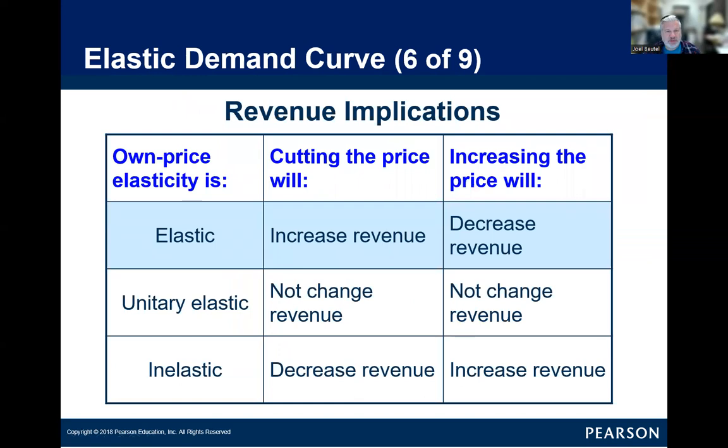So what are the revenue implications? This table just presents a little summary. So if a good is elastic, then you cut the price, it's going to increase revenue. If you increase the price, it will decrease revenue. If something's unitary elastic, there's no change in revenue, right? It's just going to be a 1-for-1 swap. If it's inelastic, then you cut the price, you're going to decrease revenue. You increase the price, you're going to increase the revenue. And that should make sense. It's a steeper curve. And we should get a slide showing this with the steeper curve later on, hopefully.